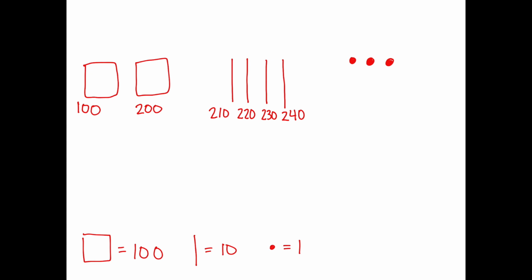So I'm at 240. So if I add one more, I'm going to get 241, then 242, 243. So my picture of 200 boxes, 4 10 sticks, and 3 ones gives me a total of 243. Okay, let's try one more of those.